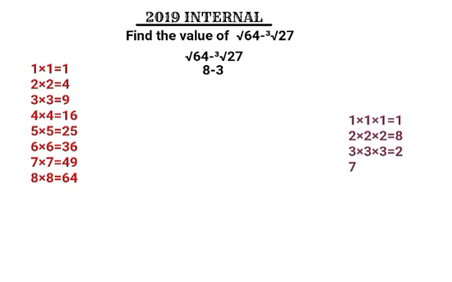Then 3 is the cube root of 27. Then we're going to subtract that. 8 minus 3 will give us 5. So 5 was the correct answer. Let's go to the next question.